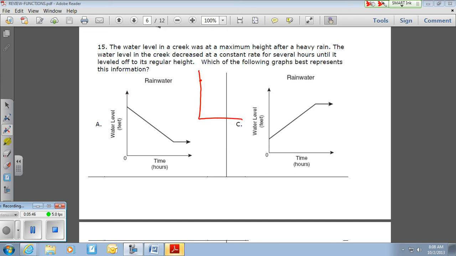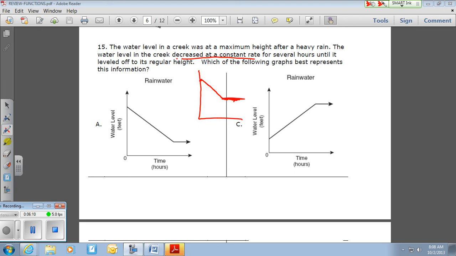So the water level in the creek decreased at a constant rate. That means it's going to slowly come down at a constant rate. It's not going to be all wonky. It's not going to be zigzag. It's going to be a constant rate, a nice line coming down. And it said it decreased at a constant rate for several hours until it leveled off to its regular height. And so we're going to have a level off there.